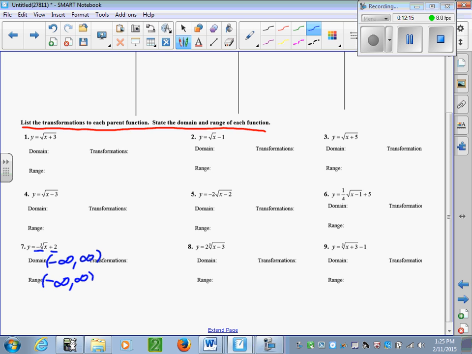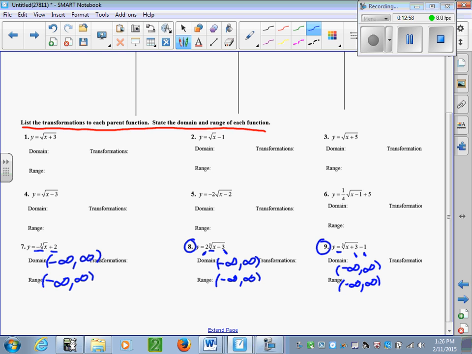Okay? All right, let's see if we can find any others we could quickly fill in. How about number 8? Also a cube root. It has transformations. It has a 2, has a negative 3. But we know that with cube root and cube functions, our domain and range won't change based on transformations, and it will always be negative infinity to infinity. Okay, let's see if we can find any others. How about 9? We have a cube root here. There are transformations, but we know that the domain and range will not change depending on transformations, so negative infinity to infinity, negative infinity to infinity.